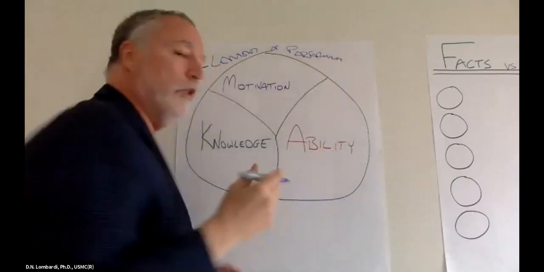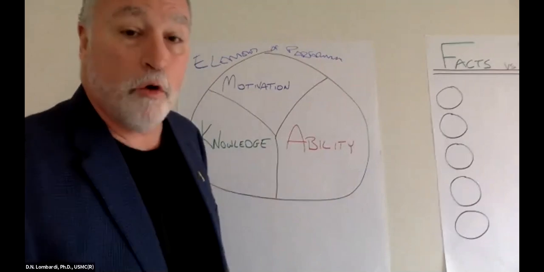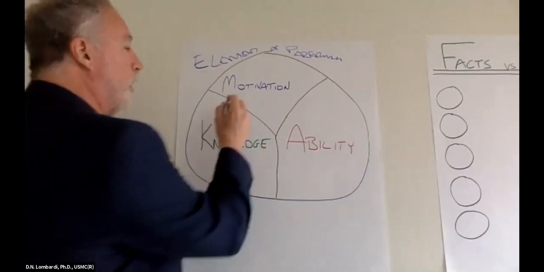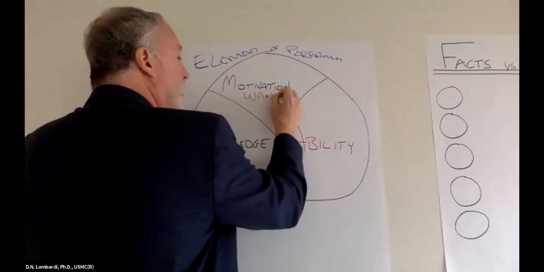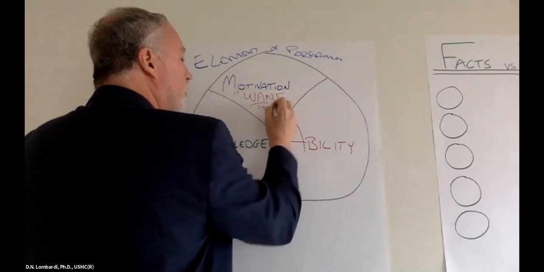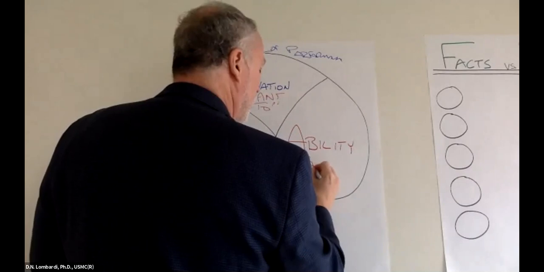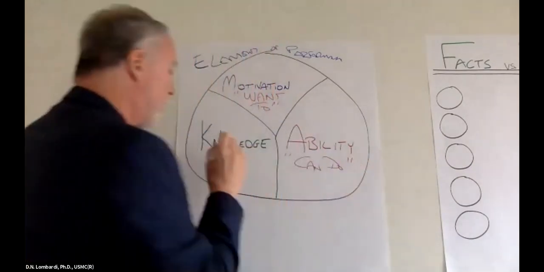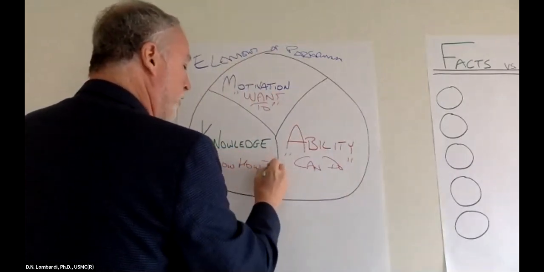Now, this is something we look at when we're putting together an SAT Max program, okay? What we do is we look at every student, we look at their motivation. And that basically is, do they want to do this? Then we look at their ability. Can they do this? And then with knowledge, do they know how to do this?